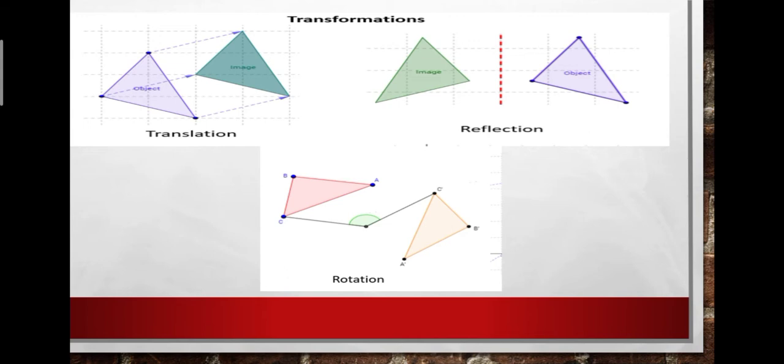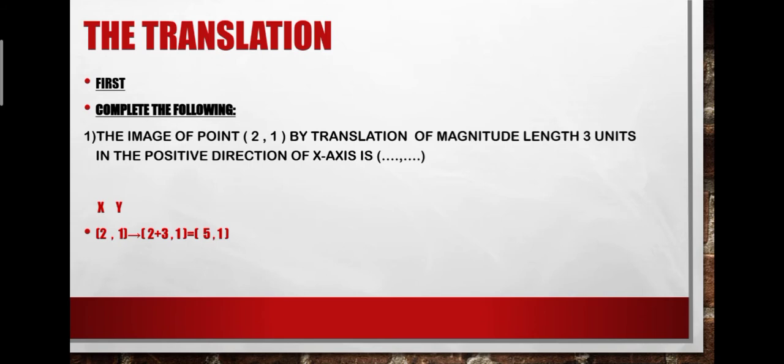What about the reflection? One of them will be on the left, the other one will be on the right. The rotation means to change the direction of the figure with a certain angle. Today we'll talk about the translation. So we have some problems about the translation.